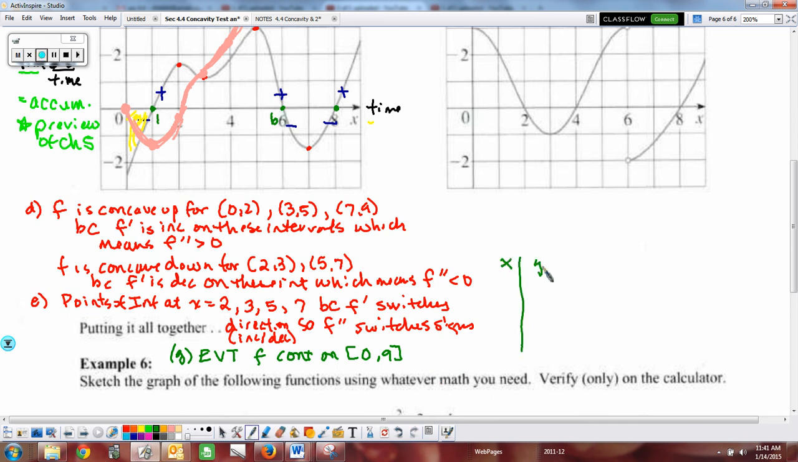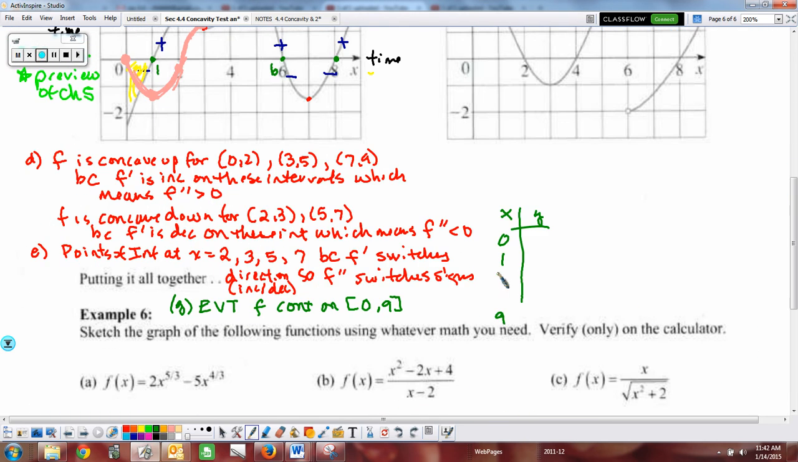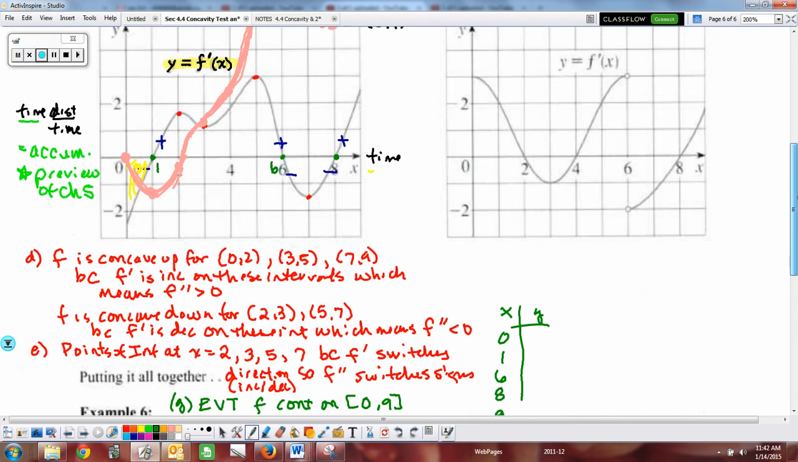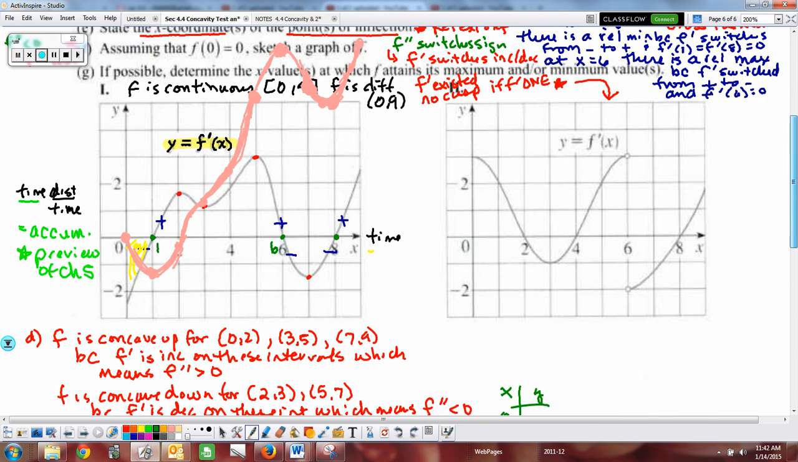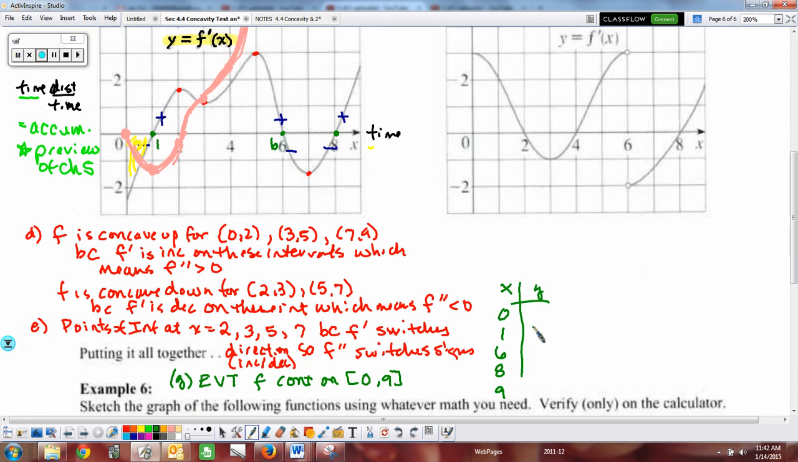Let me just make my chart over here so I have more room. X, Y. So 0, 9, and then we had relative extrema at 1, at 6, and 8. And then by the EVT, we're calculating our y values. Now, we're going to do this because we estimated our y values over here. So, we had said at 1, it's about negative 1.1. At 0, it was 0.